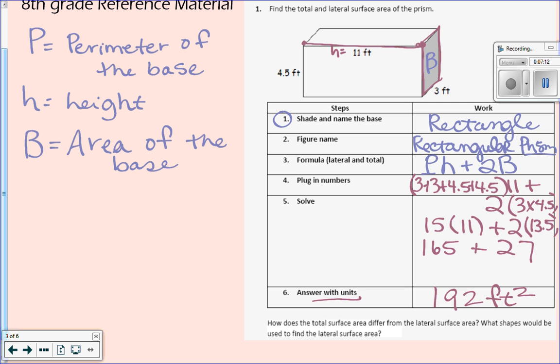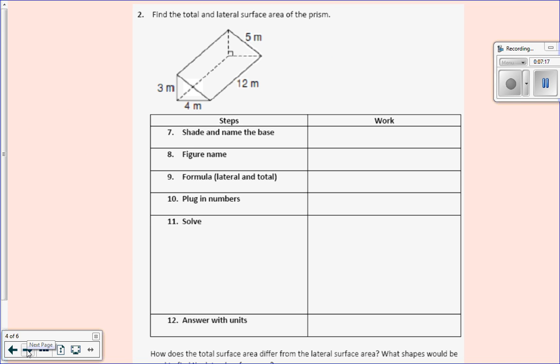We're good? All right. Let's look at a triangular prism. It's already such a bigger name, right? Shade and name the base. What's the name of our base? Good. It's a triangle. So go ahead and shade it in, or you can label it with a capital B. And go ahead and label the height. What is the height of our solid? 12. Remember, the height connects your 2 bases.